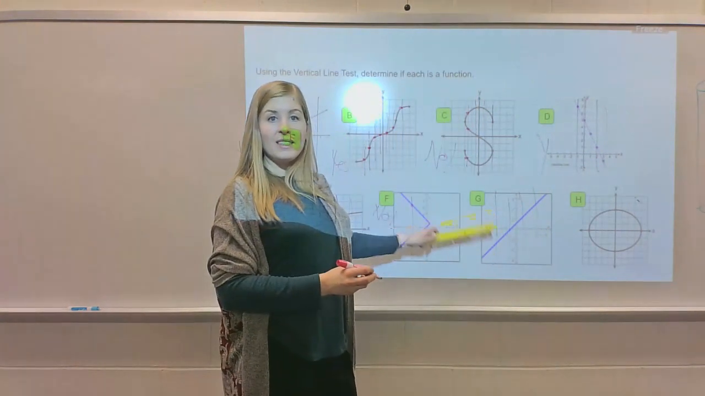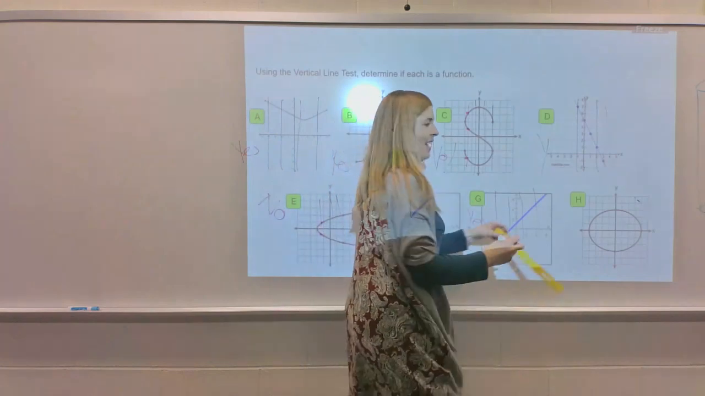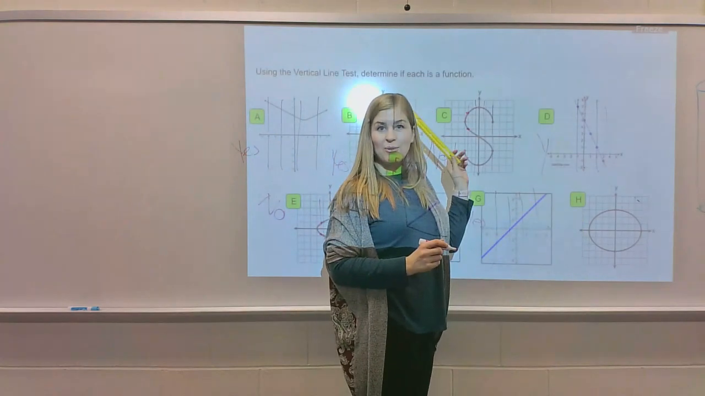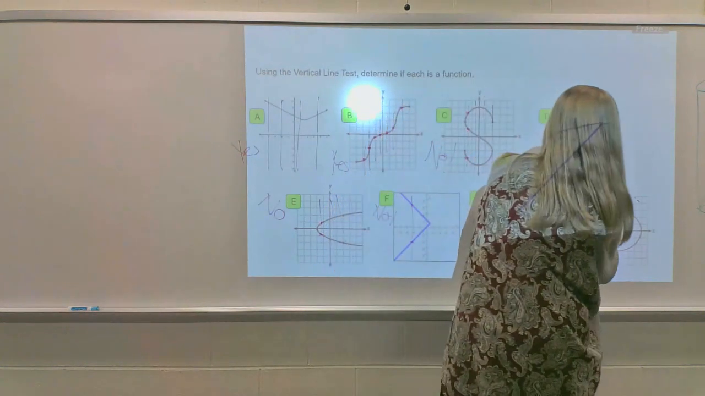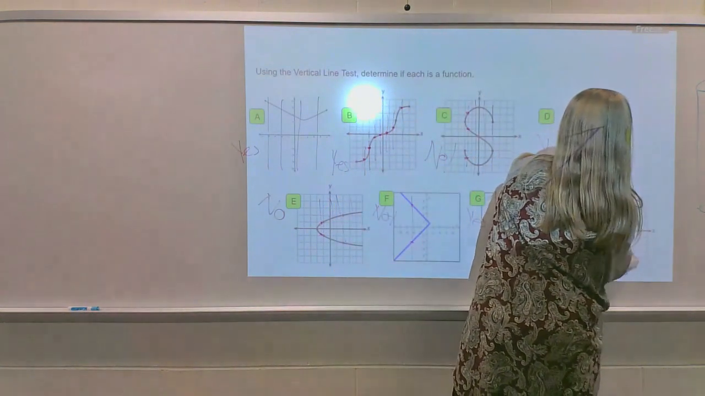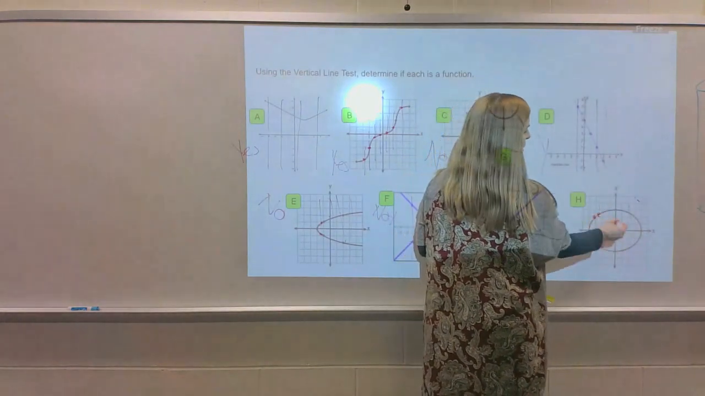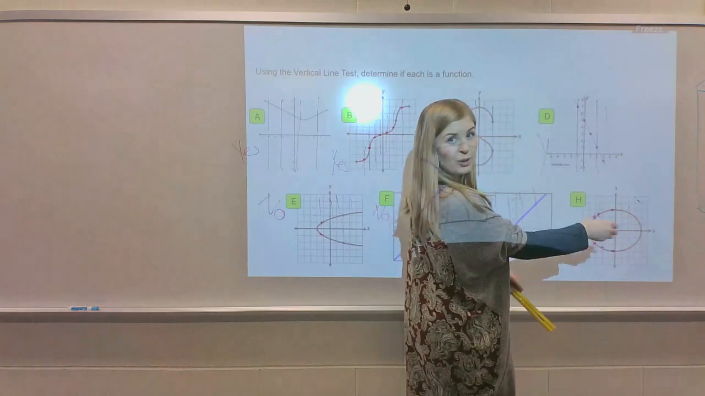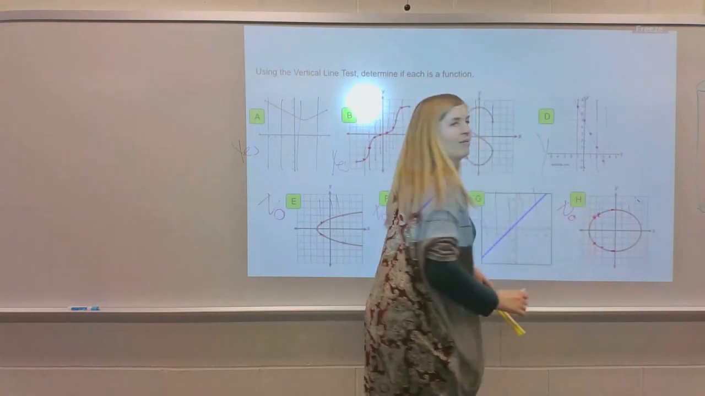Does it pass the vertical line test? Yes, it does. And what do you guys think about this one? Before I even put the ruler on there, what do you think? You might be right. So these vertical lines cross this graph line, this circle, more than once. So this would not be a function.